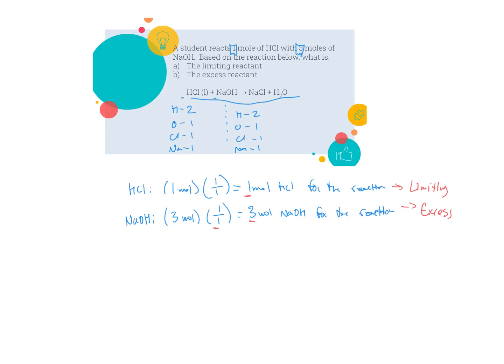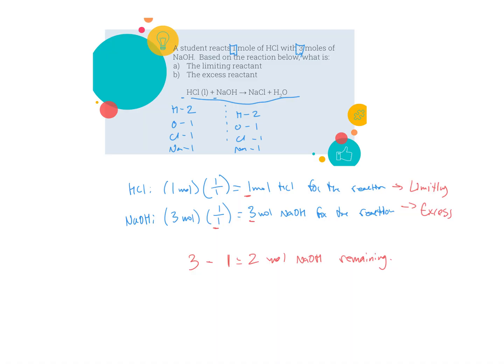And so HCl is limiting and NaOH is excess. And if we want to determine the amount of excess NaOH, we just take the number of moles of NaOH, 3, and subtract the number of moles of the limiting reagent, HCl, minus 1. So we have 2 moles of NaOH remaining.